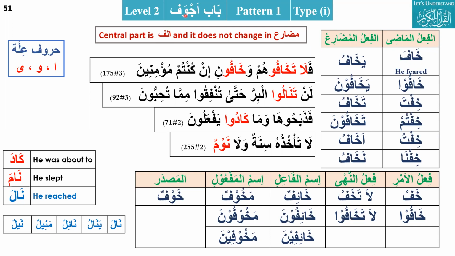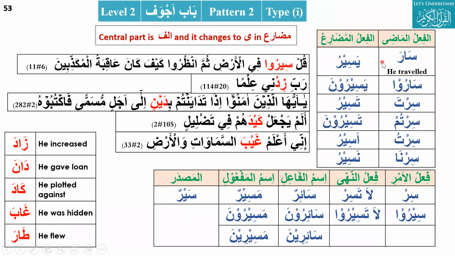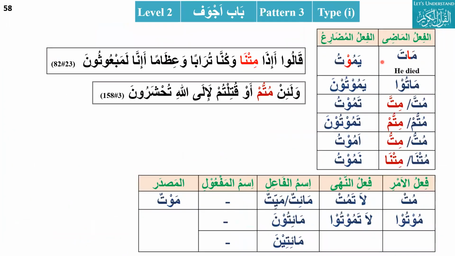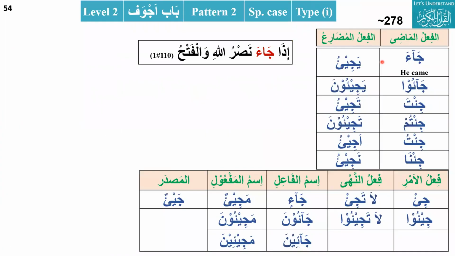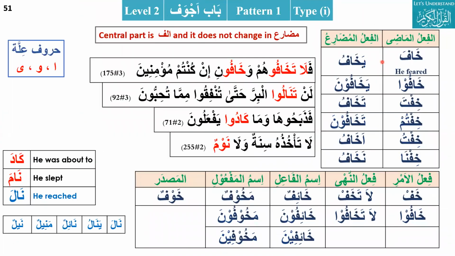So there must be some impact of the meaning of this chapter's name on the verbs here when we use them. In this chapter we will discuss 3 cases. Case number 1. Before going to discuss the pattern, let's see Bab Ajwaf. Let me just show you here. This is Hafa. Here, one letter in the middle, in the center, there is Alif.